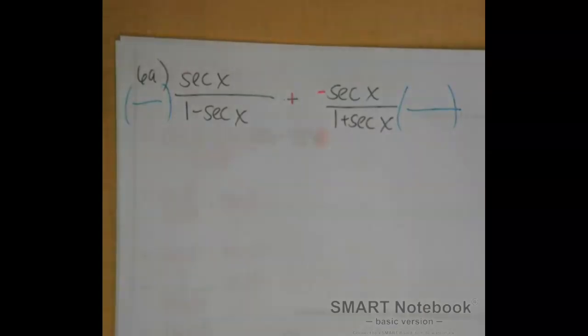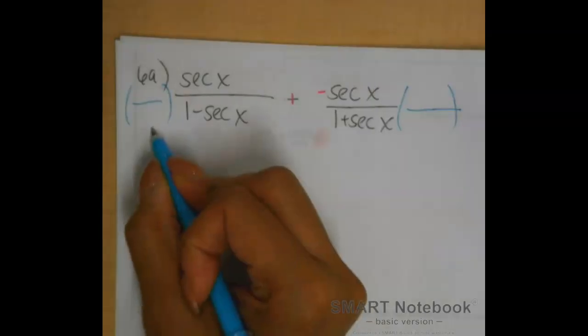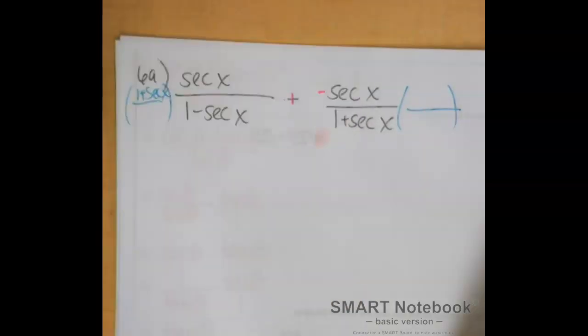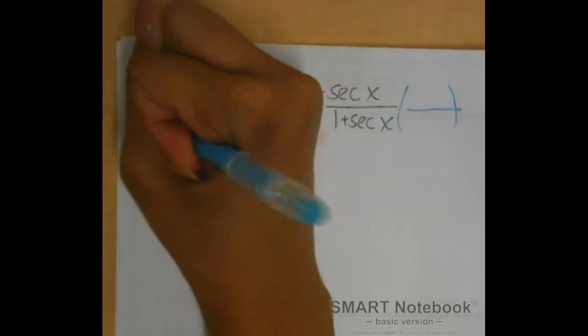Multiply it by what? What do you mean by each other? What would I multiply this fraction by? 1 plus the secant of x. What is that called, guys?